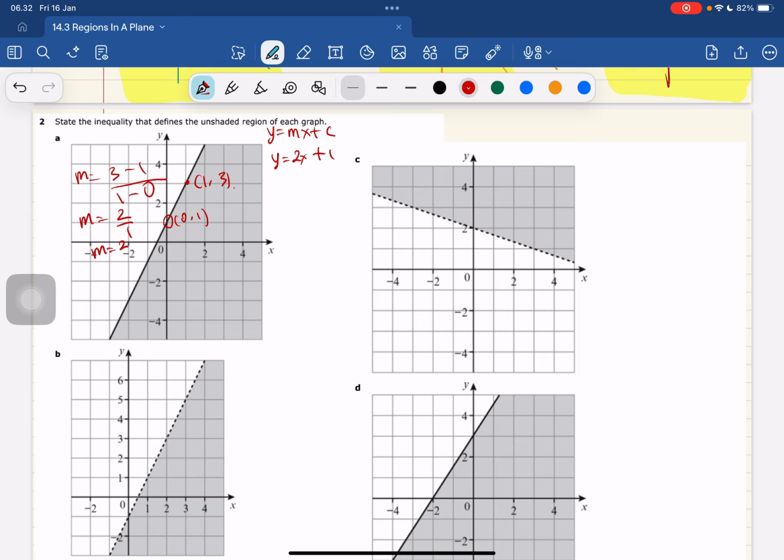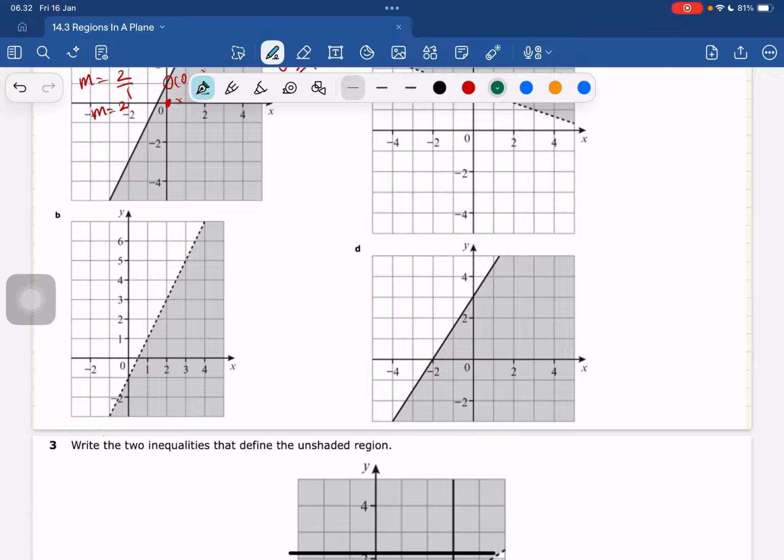Let us take a look. Let's substitute the origin point 0, so it's going to be 0 compared with 0 plus 1. So 0 and 1, what's going to be the correlation? This point is unwanted, so 0 less than 1 is not right for the unwanted side, so we make it the opposite. 0 bigger than or equal to 1, which is unwanted. So we can write y bigger than or equal to 2x plus 1. Next, b.